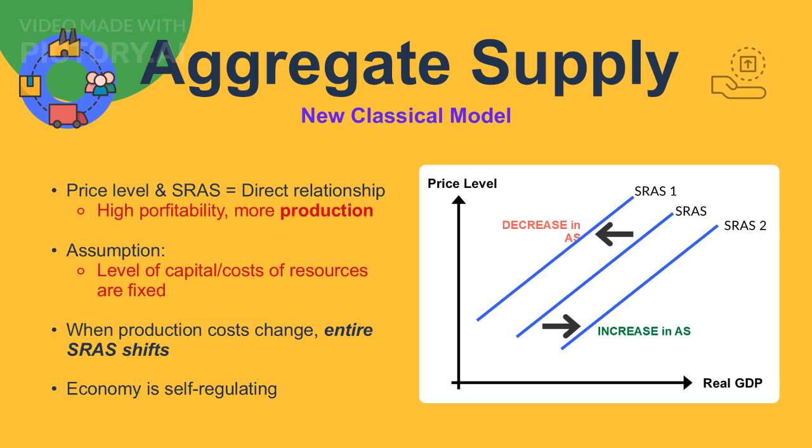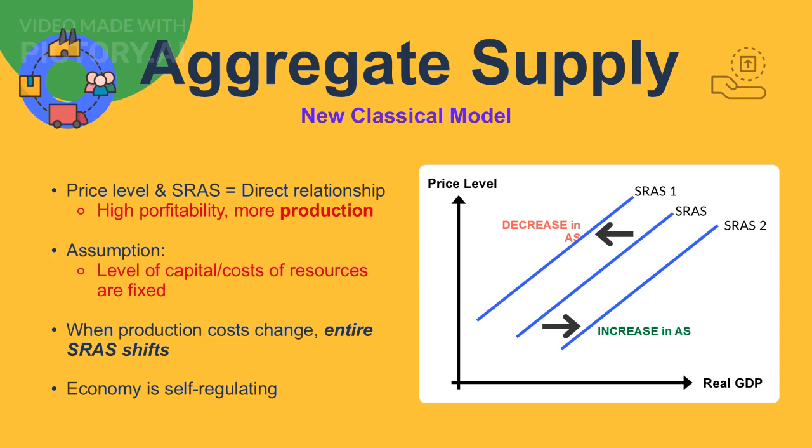In the new classical model, there is a direct relationship between price level and short-run aggregate supply, assuming the economy is self-regulating. In a self-regulating economy, aggregate supply adjusts to changes in demand, returning the economy to equilibrium. This process is called long-run self-adjustment.